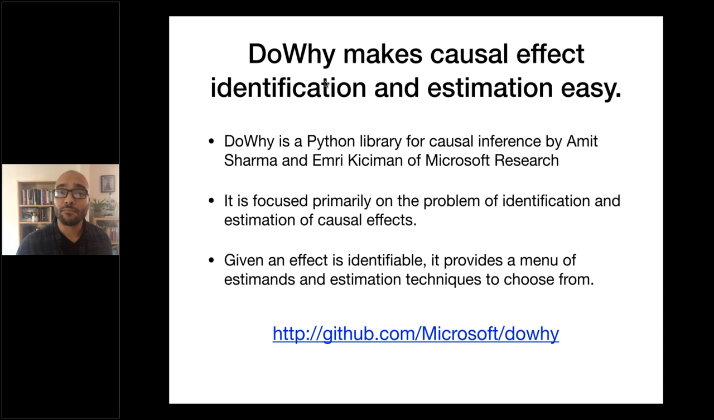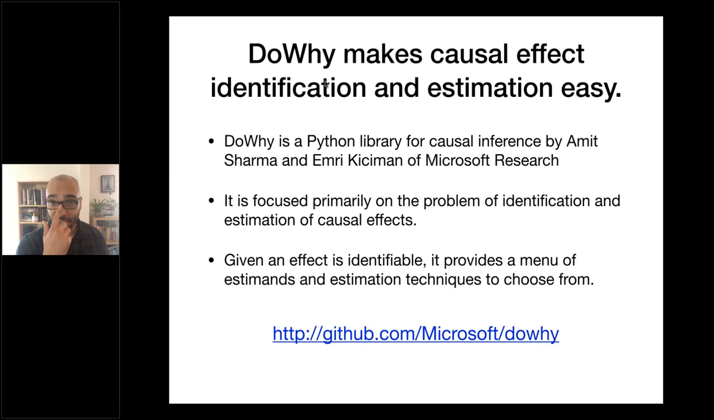DoWhy is a Python library by a friend of mine named Amit Sharma. He works at Microsoft Research. This is focused primarily on the problem of identification and estimation of causal effects, and it's really exciting. I think if you're working at a Facebook or a Netflix and you're not using this, you should start. It'll tell you if a causal effect is identifiable, but given that it is identifiable, it'll give you a menu of estimands and estimation techniques to choose from. This is kind of what it looks like.